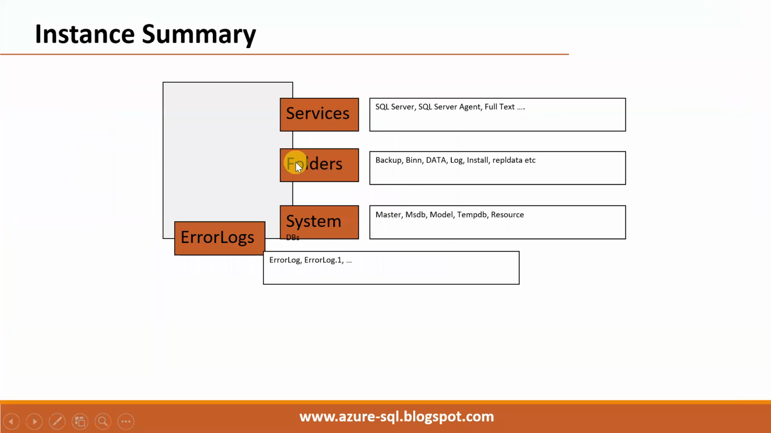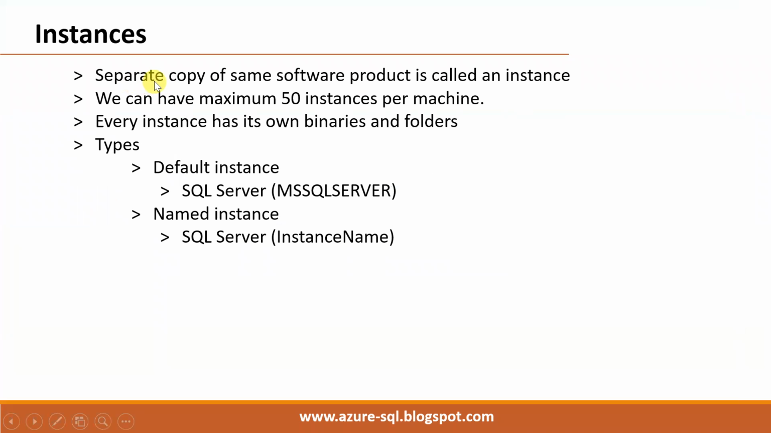Just check here, an instance is nothing but a separate copy of the same software product. It's called an instance. We can have a maximum of 50 instances per machine, meaning we can install SQL Server a maximum of 50 times. Every instance has its own binaries and folders. In general, whenever we install SQL Server, automatically its own folders and its own binaries are created. I will show you.